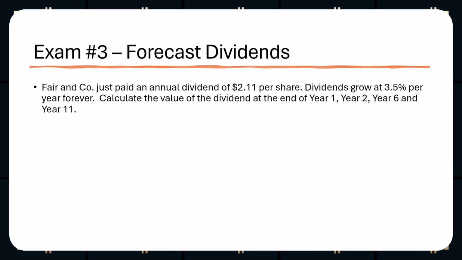First up, we have Fair & Co. just paid an annual dividend of $2.11 per share. Again, that "just paid" tells me it is Div 0. Dividends are expected to grow at 3.5% forever.